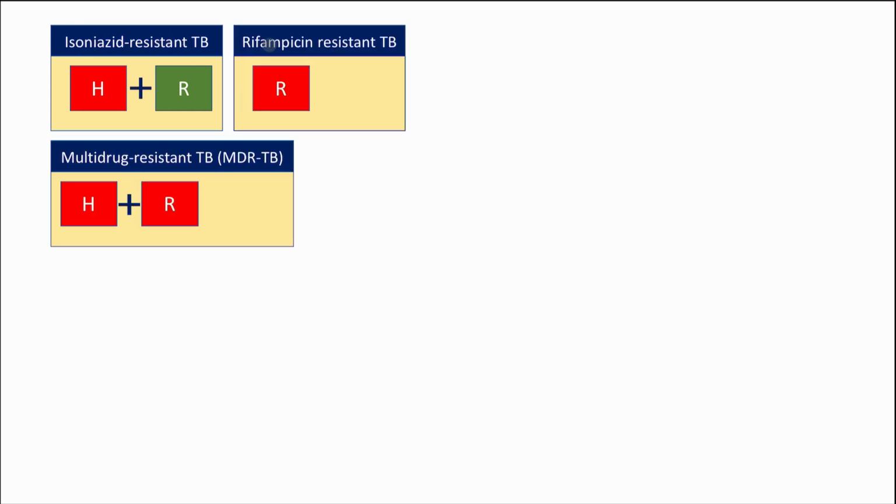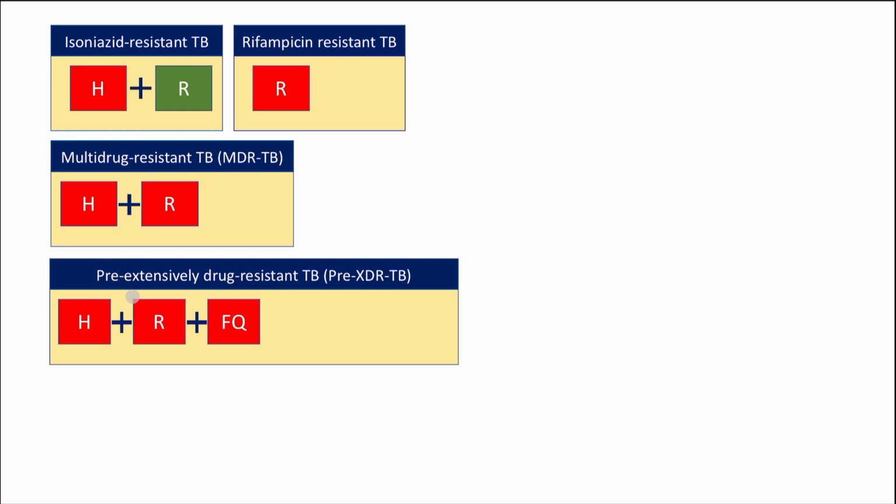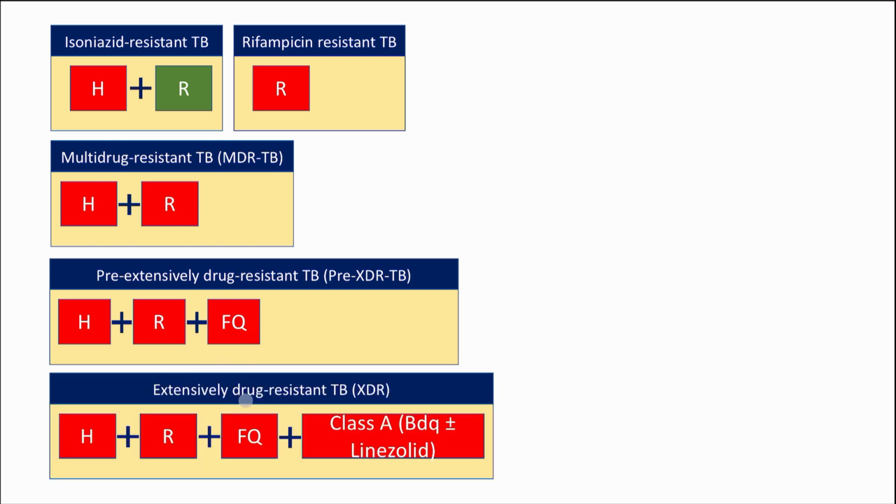So what is your rifampicin resistant TB? Rifampicin resistant means only rifampicin resistance. Okay, and what is multi-drug resistant? Resistance to both H and R, that is isoniazid and rifampicin, is called multi-drug resistant. And what is called pre-XDR, that is pre-extensively drug resistant TB? Resistance to H, R as well as fluoroquinolone. And what is extensively drug resistant TB? H, R, fluoroquinolone plus a class A drug like bedaquiline or maybe linezolid.